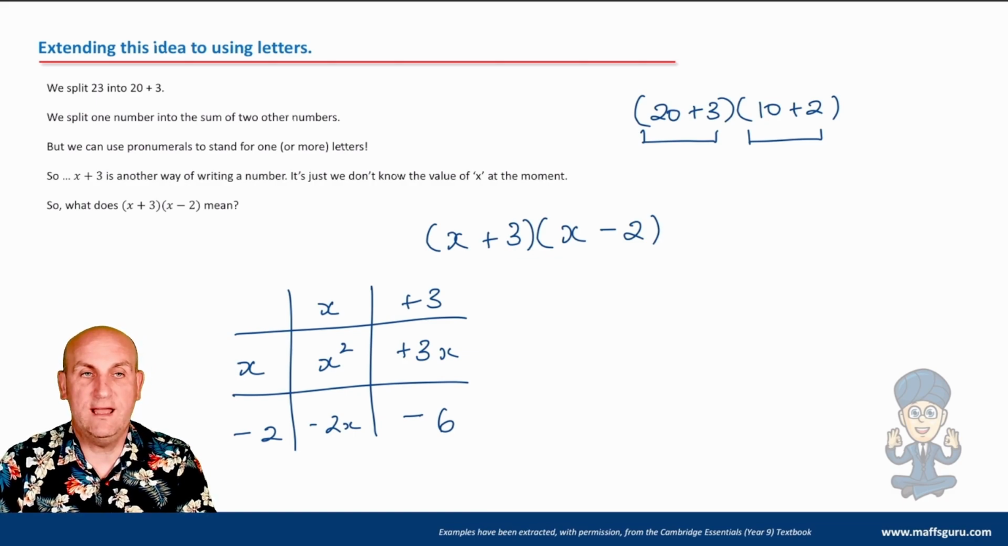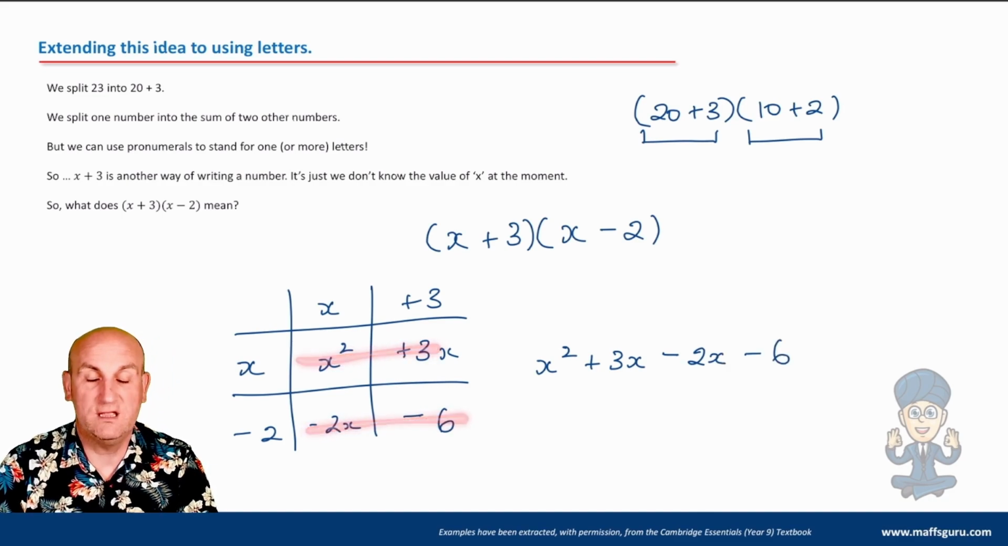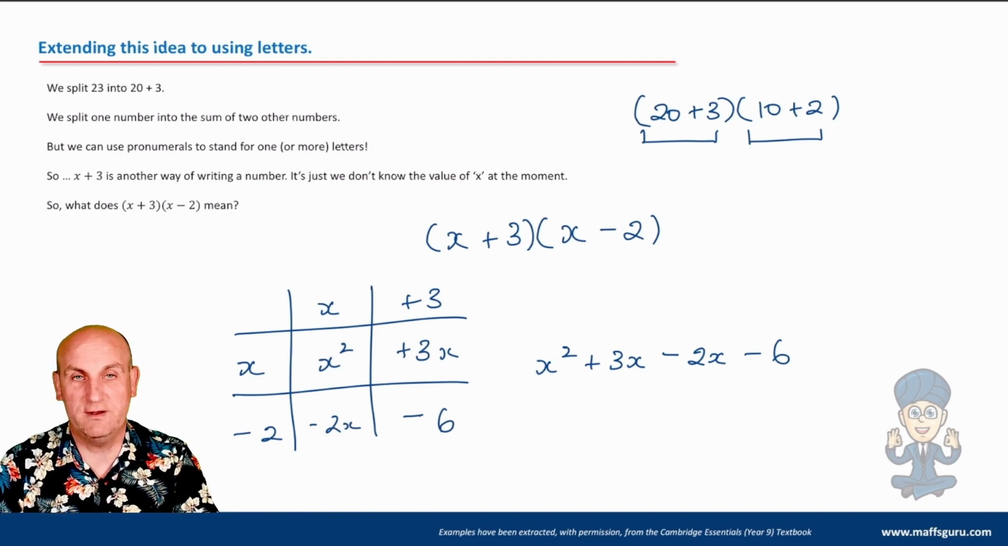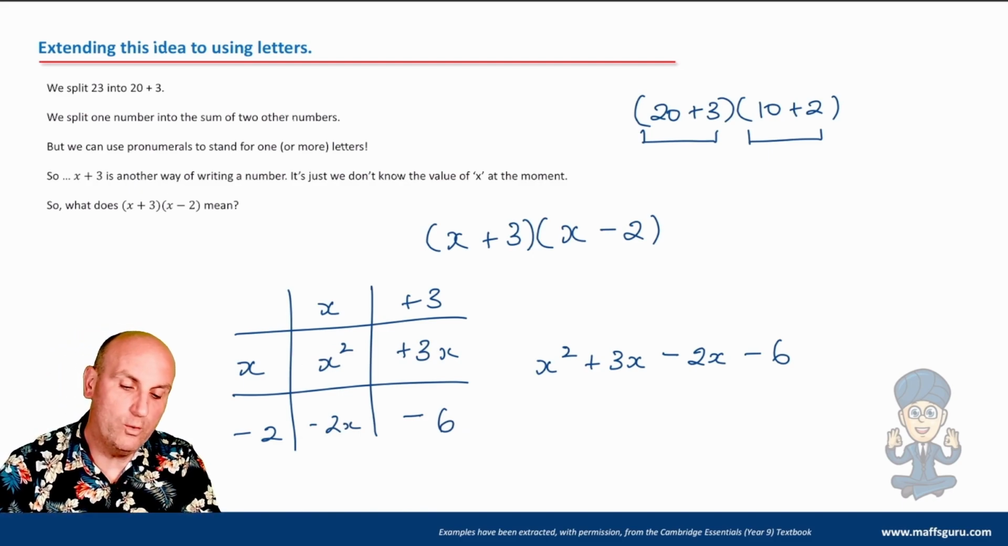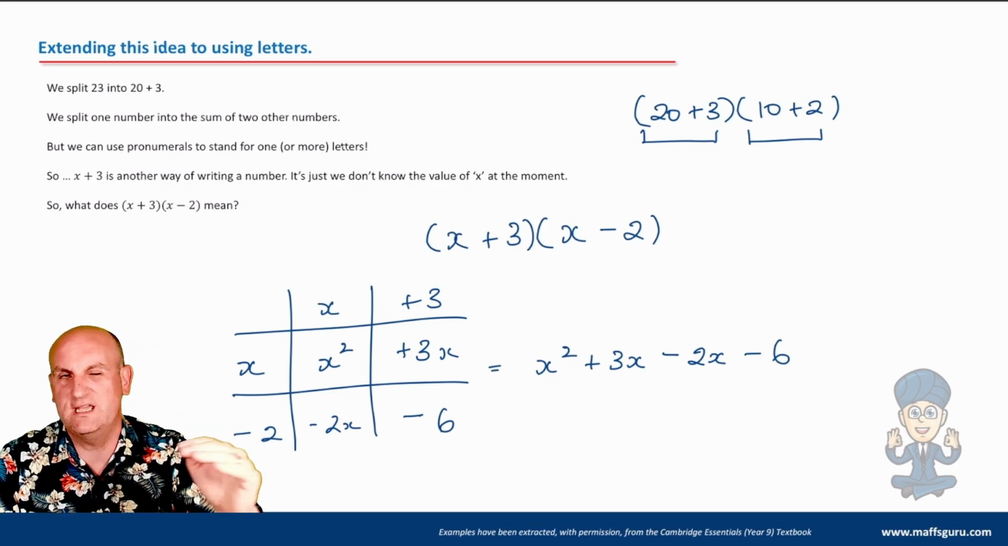All right, so what do we do now? Well, we just write them all out. So that becomes x squared plus 3x minus 2x minus 6. All I've done is read top to bottom, left to right, because that's what we do in real life, isn't it? Top to bottom, left to right. I know I'm doing an example, but I'm trying to show you the stages that we work through.